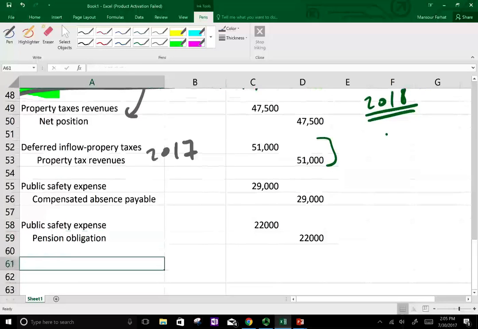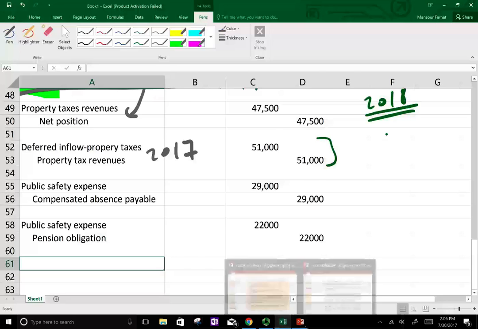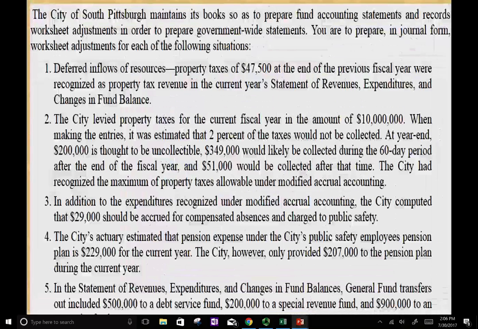This way we don't double count them. Just like revenues, we might have to back out the expenses if they went through the fund financial statements. Let's look at the last example.